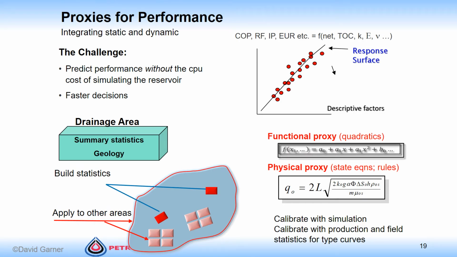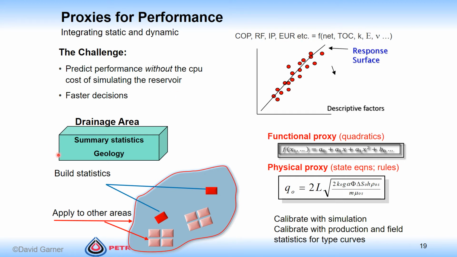Another way to use that uncertainty information is to integrate static and dynamic and predict performance without the full use of the cost, the CPU cost of simulating a reservoir. And this allows us to evaluate larger areas and make faster decisions, better early decisions. The example being you're having the relationship of various reservoir parameters and predicting some of our performance results here.